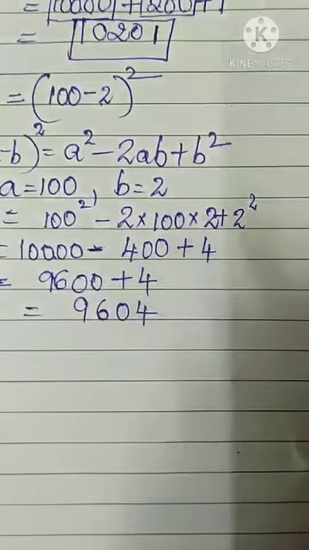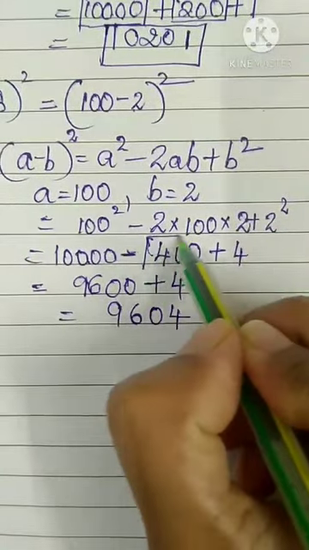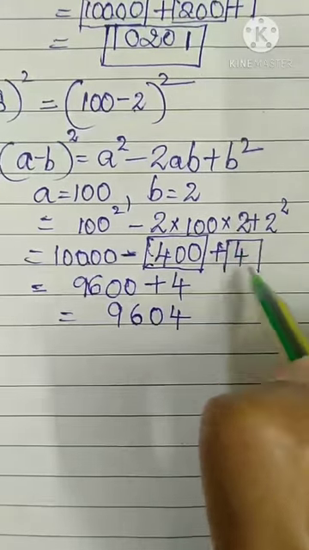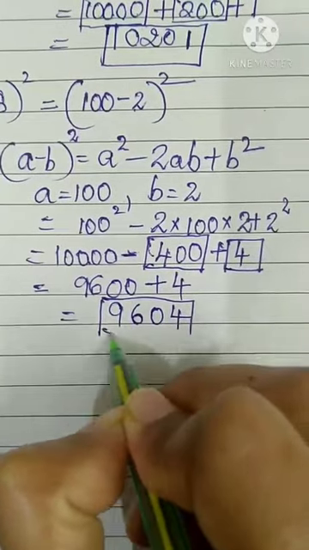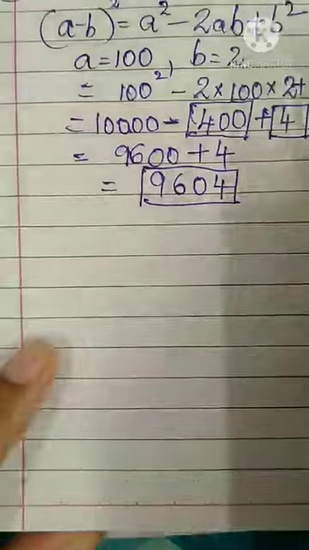9604. Where is the box? The box is here. 10,000 minus box. Put the box. And here also you have a box. And the final answer also you have a box. That's it. Now we move on to the next question.